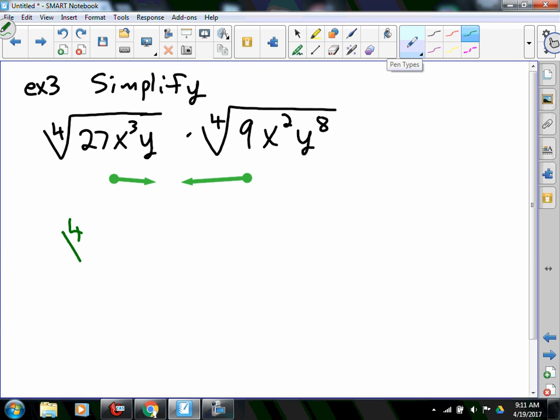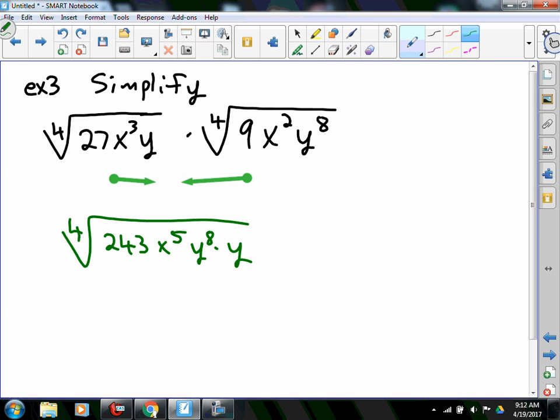So we're going to take the fourth root of 27 times 9. In case you don't know, I have a calculator handy. 27 times 9 is 243. And then x cubed times x squared. How many x's is that going to be? X to the 5th. Good. And then y times y to the 8th is going to be y to the 9th. But maybe I don't want to write it as y to the 9th. Maybe I want to leave that as y to the 8th times y.